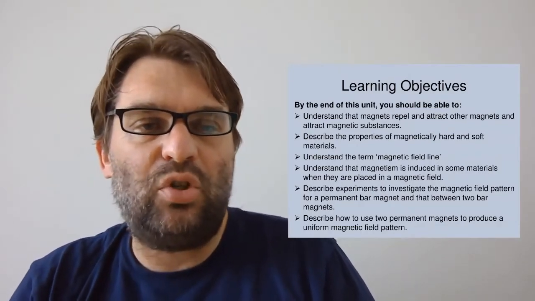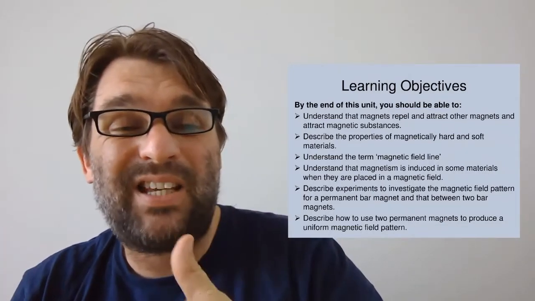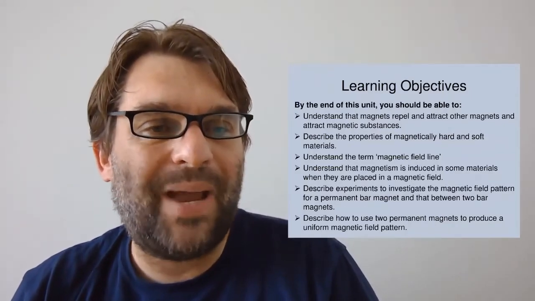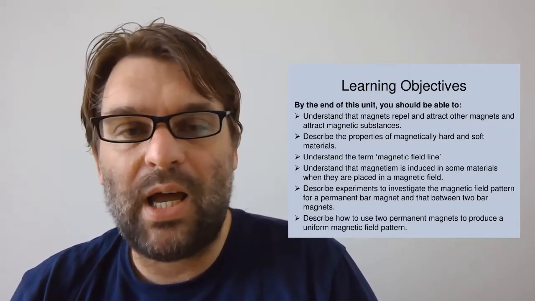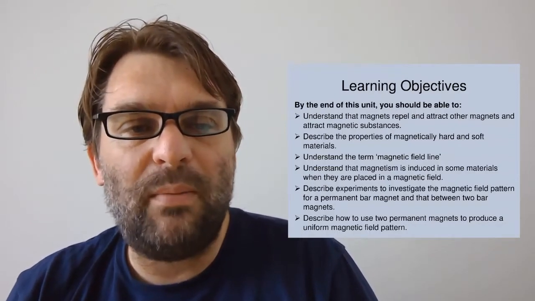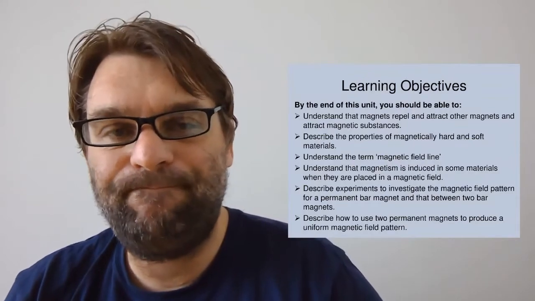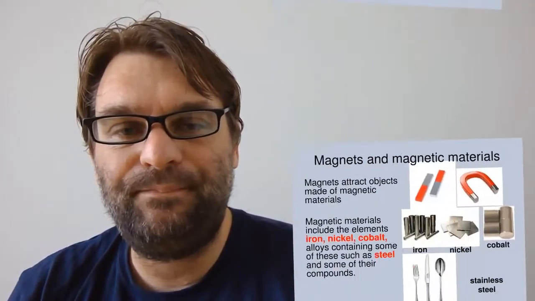Understand that magnetism is induced in some materials when they're placed close to a magnetic field. And describe experiments to investigate magnetic field patterns. We'll actually do those in class. And describe how to use permanent magnets to produce a uniform magnetic field pattern. Quite a few learning objectives today.